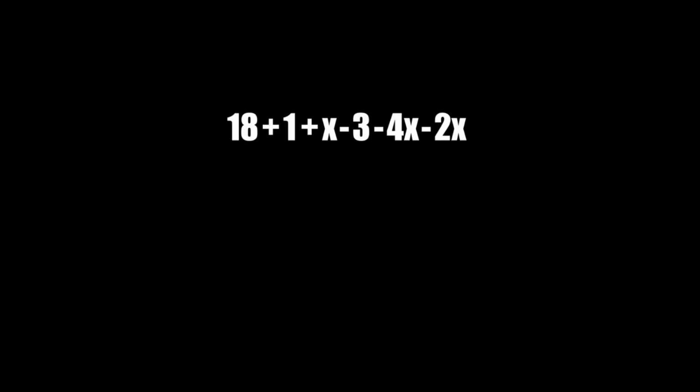Now it's time for you guys to try. Pause the video, and once you finish, unpause the video. First, we have to identify the like terms. 18 is a constant, so 18 and 1 is also a constant. X is a variable, 3 is a constant, and these two are coefficients. 18 plus 1 minus 3. 18 plus 1 is 19. Minus 3 is 16.